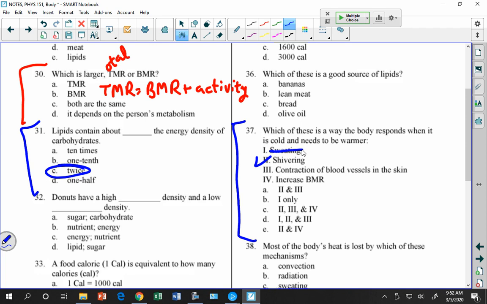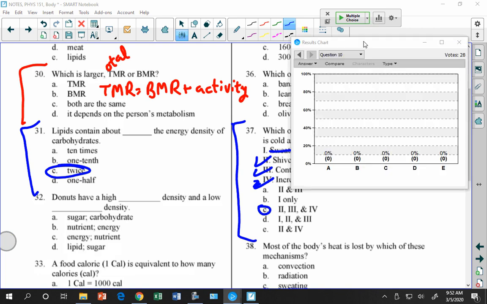What about contraction of blood vessels? That's the tricky one. If I contract my blood vessels, does that make me warmer? Yes, because remember, if it contracts, the blood vessels get smaller, and so you get less blood flowing to the skin, and so your body holds on to that heat. If you want to get rid of heat, you open up the blood flow to your skin, and that gets rid of heat. But if you want to hold on to your heat, you keep that blood inside of your body, not up on the surface of your skin. So that is yes. And what about increasing BMR? Yes. So that makes your body run hotter. So that's C, 2, 3, and 4.